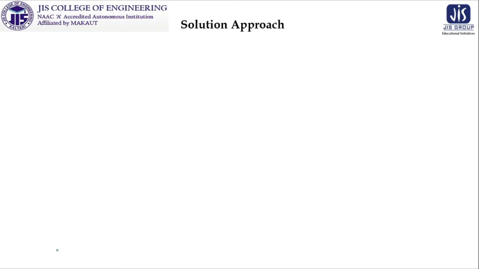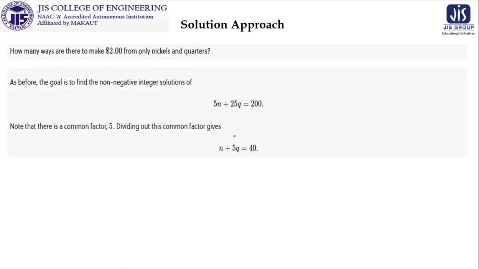So what is the solution approach for these problems? Our question is how many ways there are to make this amount. We write 5n + 25q = 200, as already discussed in the last slide. Now we can note that there is a common factor of 5, so dividing by 5 simplifies our equation. If you take n equal to 0, then q can be 8. If you take q equal to 0, then n is equal to 40.